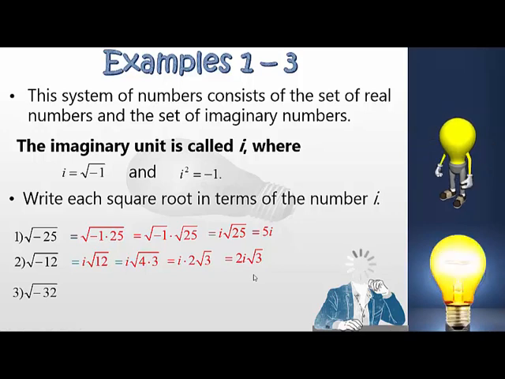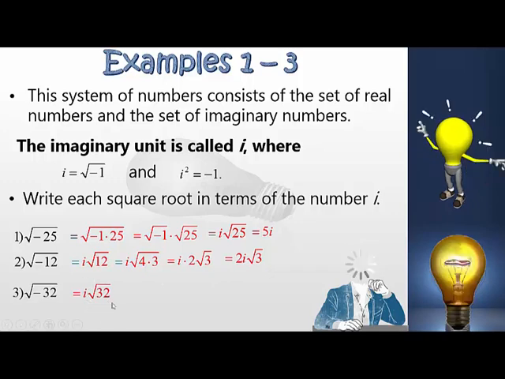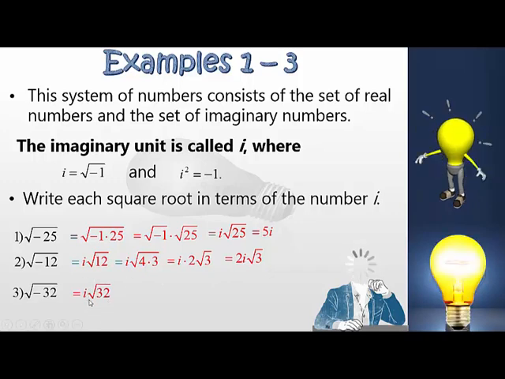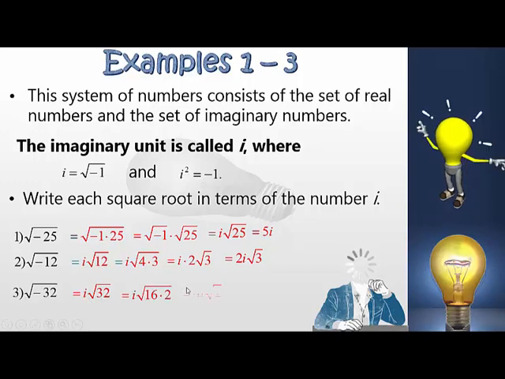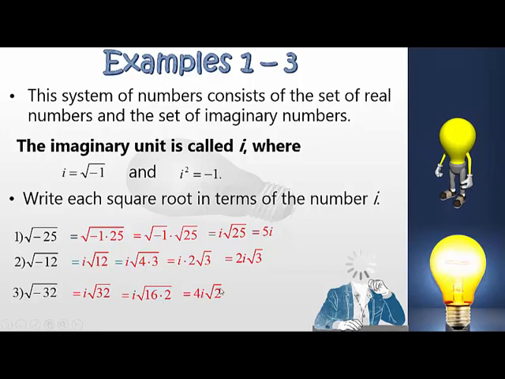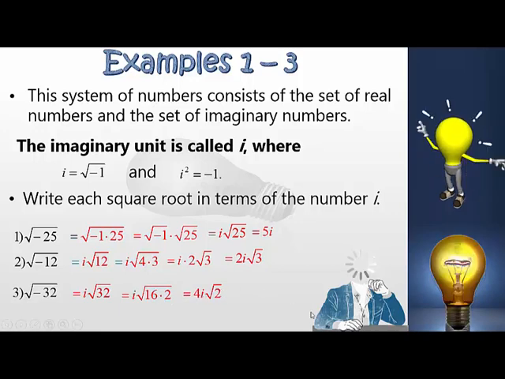Similarly for number 3, here now we just have to work on 32, to see is there any hidden perfect squares there, and indeed there is, because 16 times 2 is 32, and then we can pull out the 4, and it becomes 4i square root of 2.